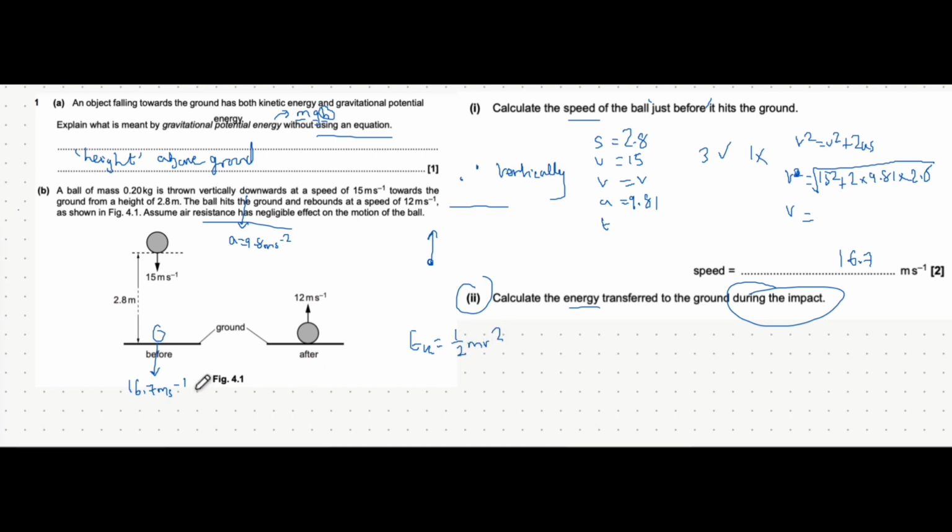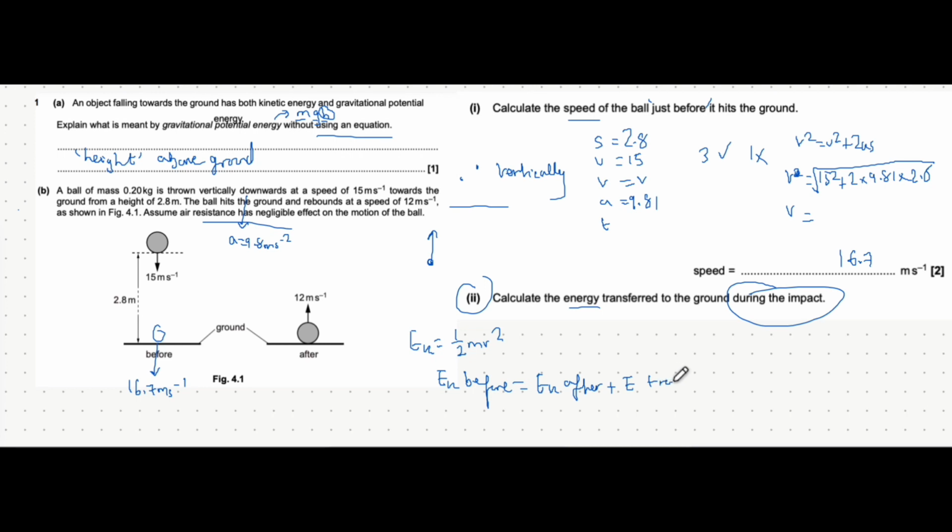Now, one thing that you may have noticed is that the speed decreases suddenly after the impact. If the speed decreases after the impact, that means that the kinetic energy decreases after the impact. But what we know about the conservation of energy is that it has to go somewhere. It doesn't just disappear. So what we can say is that the kinetic energy before it hits the ground goes into kinetic energy after it hits the ground. But then where does that difference in energy go? That difference in energy is what's transferred to the ground. And that's what we want to calculate.